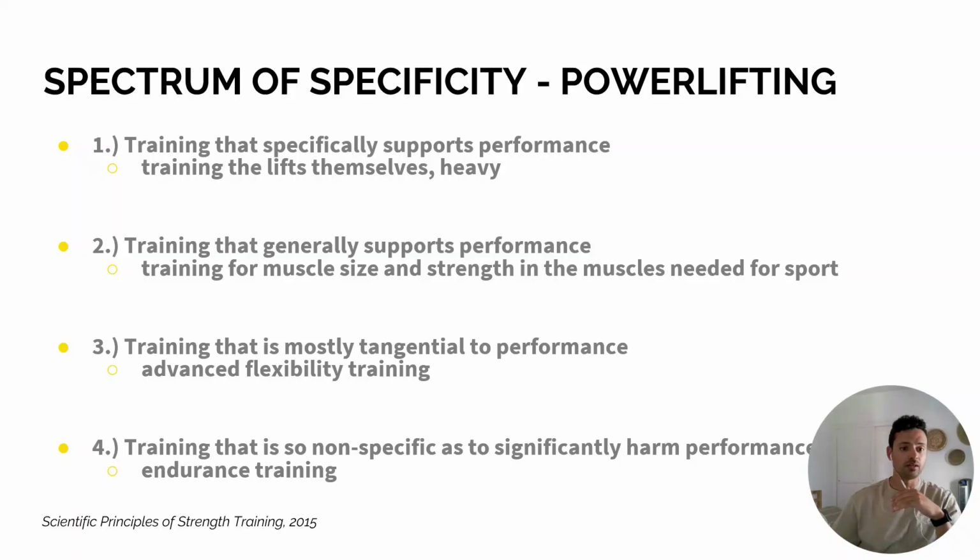So let's look at the spectrum of specificity, right? And again, the book, Scientific Principles of Strength Training, is written for powerlifting, so let's just stick and ride with that example, right? So the goal of powerlifting, probably oversimplified, don't get mad at me, powerlifters, but essentially I'm trying to get someone stronger in the 1 rep max squat, bench, and deadlift, right? So I'm driving up their 1 rep squat, bench, and deadlift.